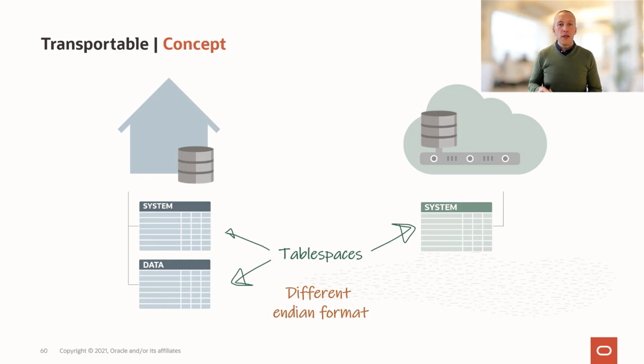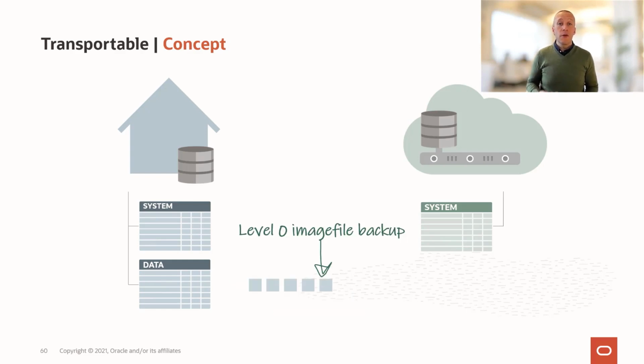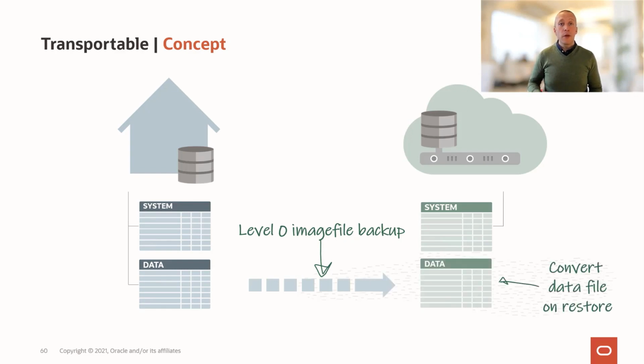In your PDB, you only have the system tablespace because it's an empty PDB. There is no user data there yet. First, we create a level 0 image file backup, and we restore it into our PDB. And at the same time, if necessary, we convert it into the right endian format. This you only need if you go cross-platform, cross-endianness.